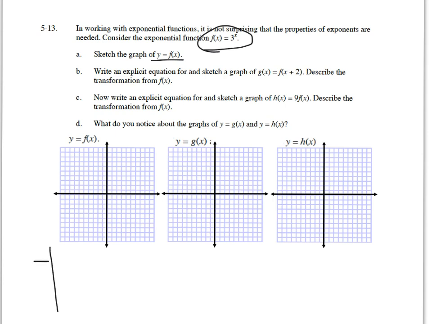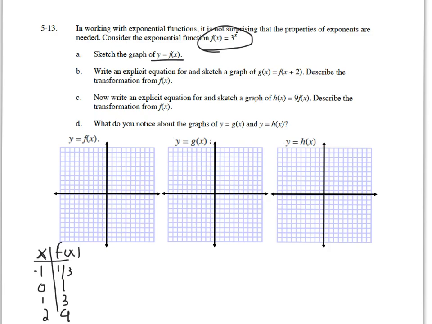Sketch a graph of y equaling f of x. I'm going to sketch this graph. I'm going to choose a few points, x, f of x, and one point that we definitely want to use is 0, 1, and 2. But let's also go with a negative 1. So 3 to the 0 power is going to be 1. 3 to the first power is 3. 3 squared is 9. And 3 to the negative 1, well, that's 1/3.